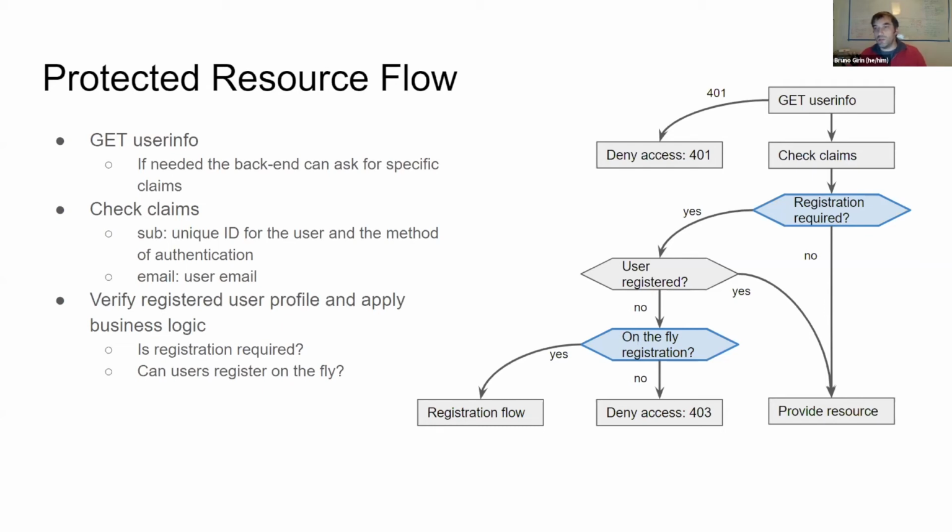Do you need the user to be registered to provide your resource? If yes, check for that. Otherwise, provide the resource. Can you do on-the-fly registration? Then maybe do that. Otherwise, if you need to deny access to the resource, then you just reply with an HTTP 403 code. So these are the two HTTP codes you need to understand, you need to deal with on the back end, 401 and 403.